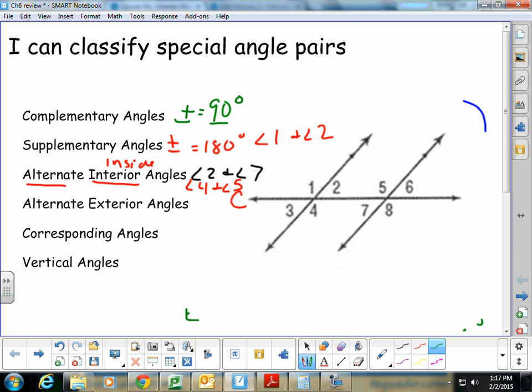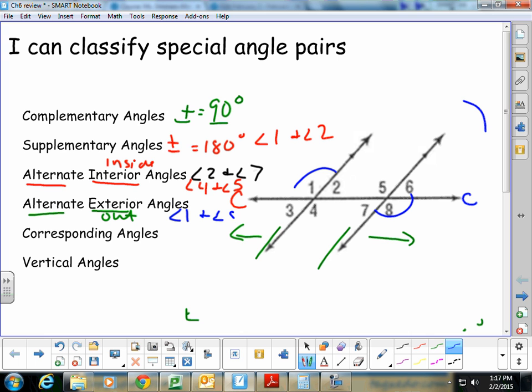Alternate meaning opposite, exterior meaning outside. So we have the outside in this direction and this direction from the 2 parallel lines. Angle 1 is on the outside. On the opposite side of the transversal line is 8. So angle 1 and angle 8 are alternate exterior, just like angle 3 and angle 6 are alternate exterior.